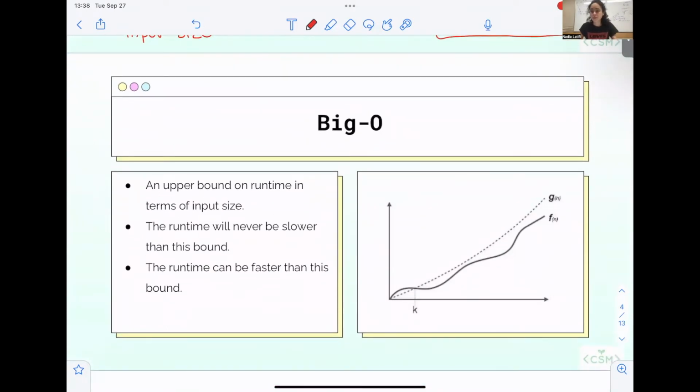Now, let's talk about some of the key terms and key concepts that you need to know in order to do this, okay? So we're going to start off with big O. Big O is an upper bound on runtime in terms of input size. The runtime will never be slower than this bound, but the runtime is welcome to be faster than this bound. So if this was my growth function right here, my big O bound would be right here, okay? So that's an upper bound.